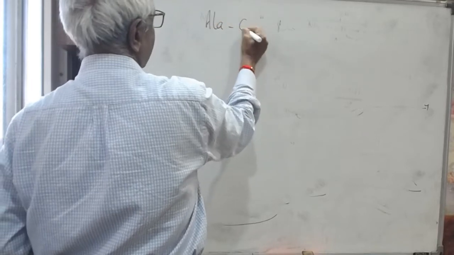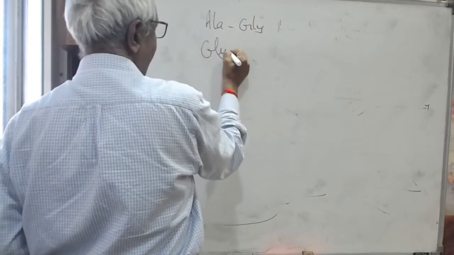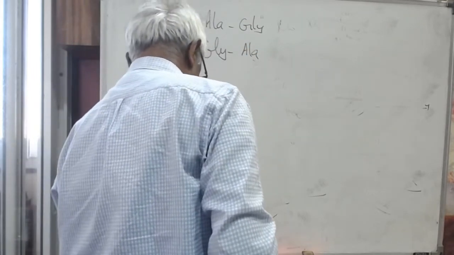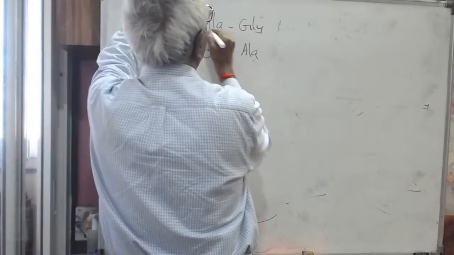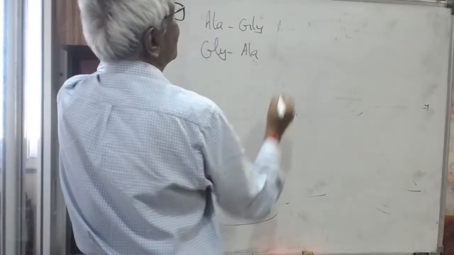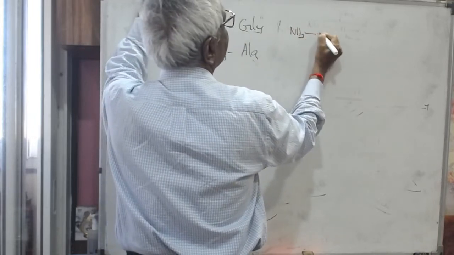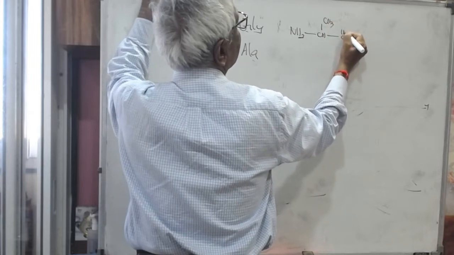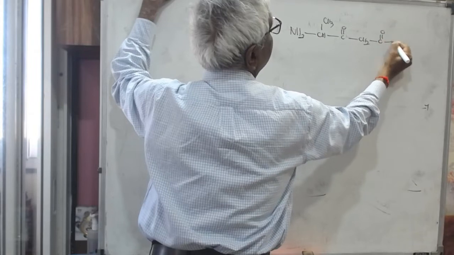ALA GLY, that difference, and GLY ALA. Suppose I ask how many dipeptides are possible including stereoisomers, suppose alanine, NH2 CH CH3 CO CH2 COOH.